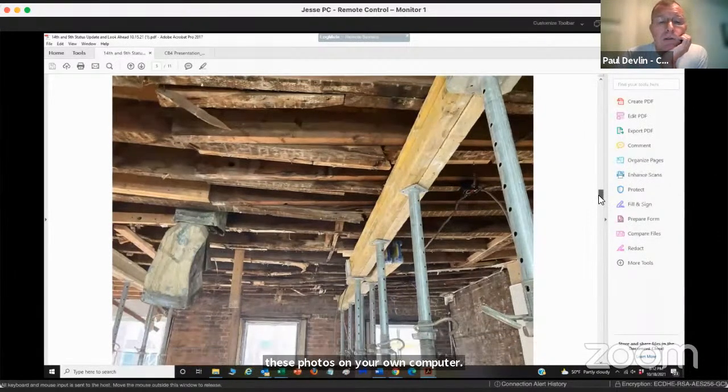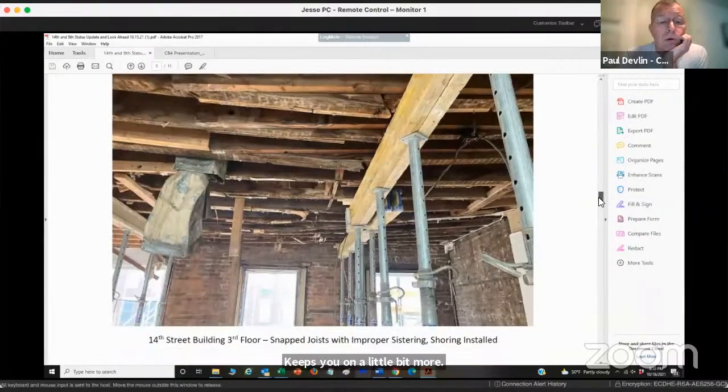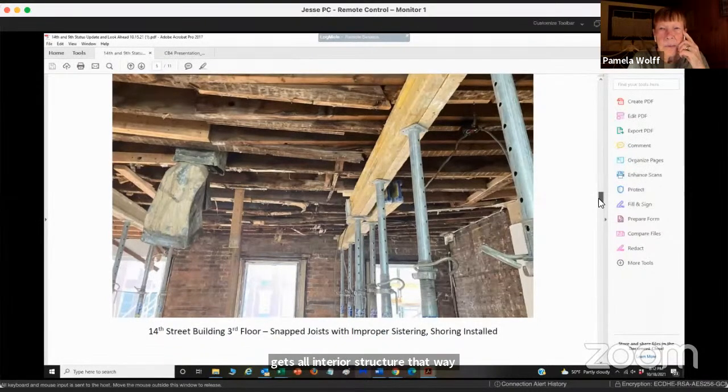Keep scrolling a little bit more. That's the 14th Street building, 3rd floor. The snapped joists with improper sistering, and the shoring has been installed there. That's all interior structure that was intended to be demolished in any case. Yeah, I agree.